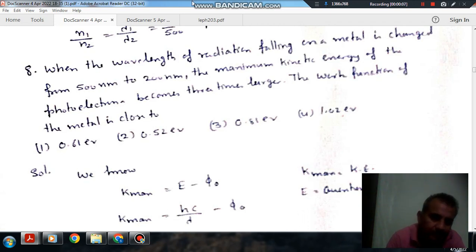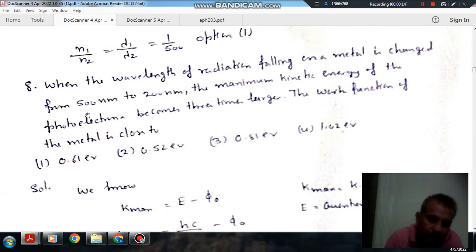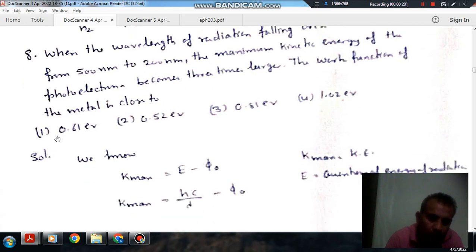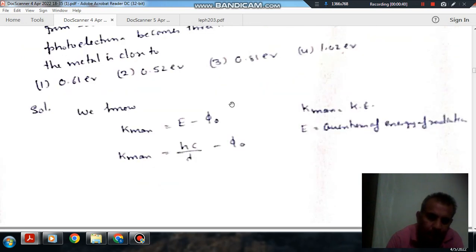Question number 8: when the wavelength of radiation falling on a metal is changed from 500 nanometers to 200 nanometers, the maximum kinetic energy of the photoelectron becomes 3 times larger. The work function of the metal is close to: option 1, 0.61 electron volt; option 2, 0.52 electron volt; option 3, 0.81 electron volt; option 4, 1.02 electron volt.